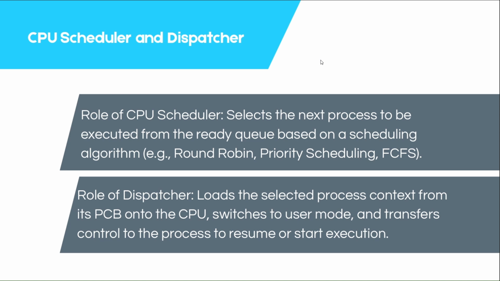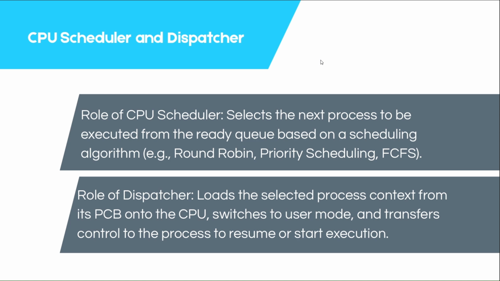Let's understand this with a real life example. Imagine a cricket match. The coach decides which batsman should go to the crease next. The coach is similar to the CPU scheduler. The umpire then officially allows the batsman to enter the field and start playing. The umpire is similar to the dispatcher. So the scheduler chooses the process while the dispatcher makes the switch happen.